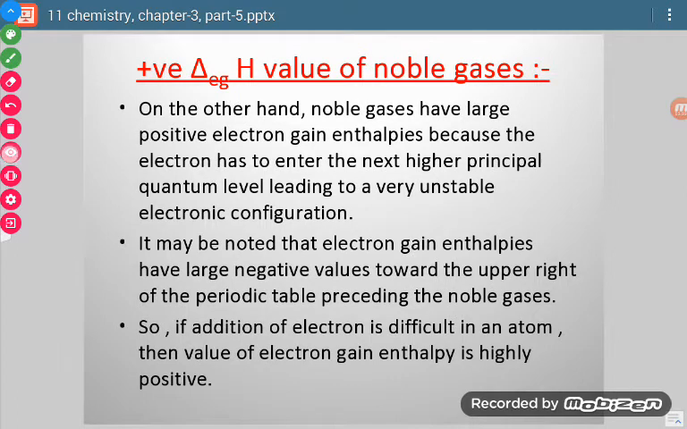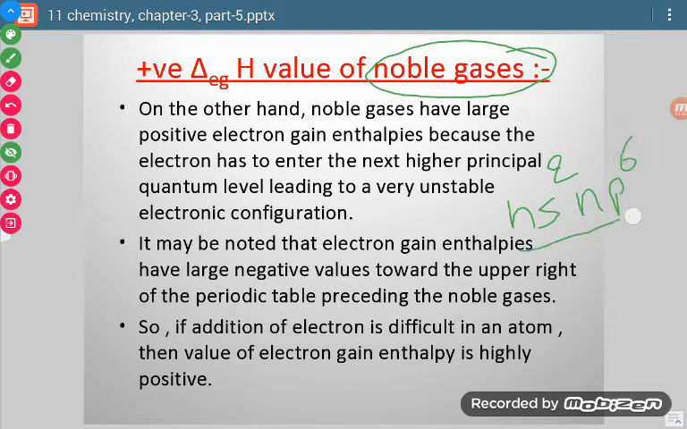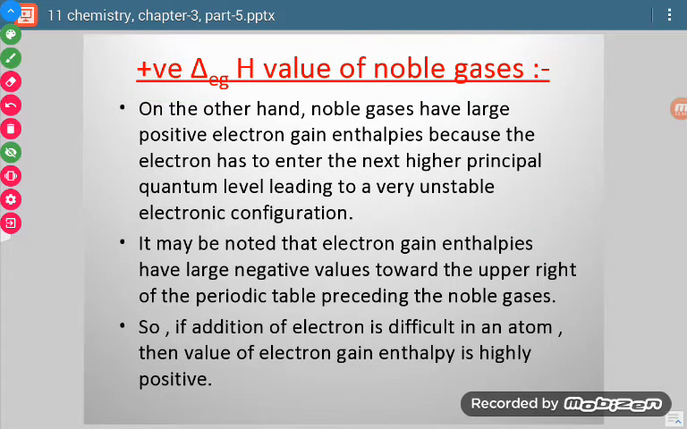Similarly, if we talk about noble gases, in case of noble gases the valence shell electronic configuration is ns2np6, which means that they have fully filled orbitals. Since they have fully filled orbitals, they do not require any electron. So if we have to add an electron, then energy is to be given. Energy is to be given means delta H Eg value will be positive. So in case of noble gases, they do not want to add any electron in themselves, so they will have highly positive values of electron gain enthalpy.